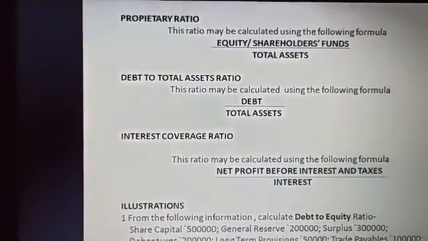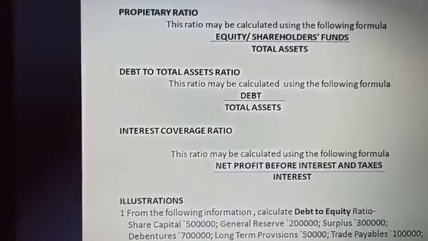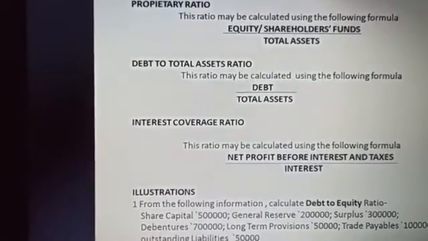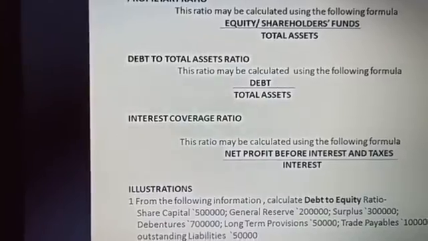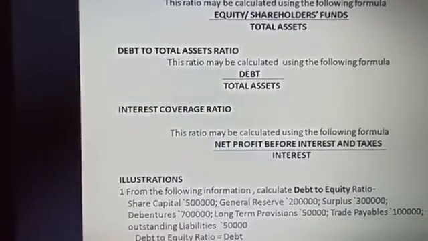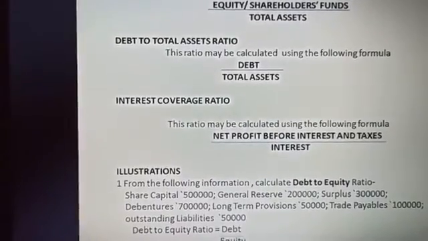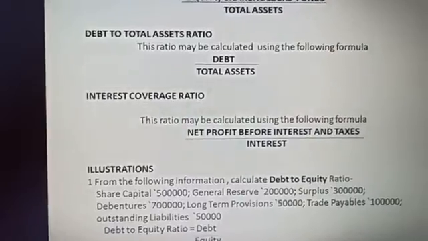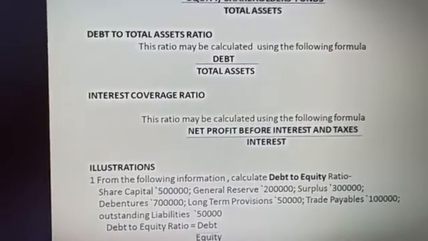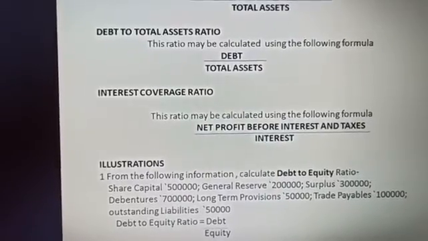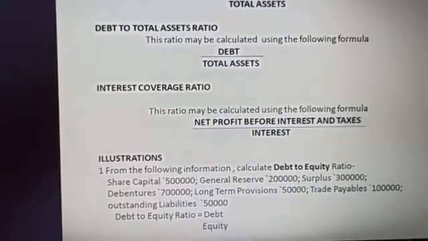Number 2, proprietary ratio is calculated as equity divided by total assets, or shareholders' fund divided by total assets. Debt to total asset ratio is calculated using the formula debt divided by total assets. Interest coverage ratio, that is the final one, is calculated as net profit before interest and taxes divided by interest. We need to remember that the interest coverage ratio is always expressed as times.